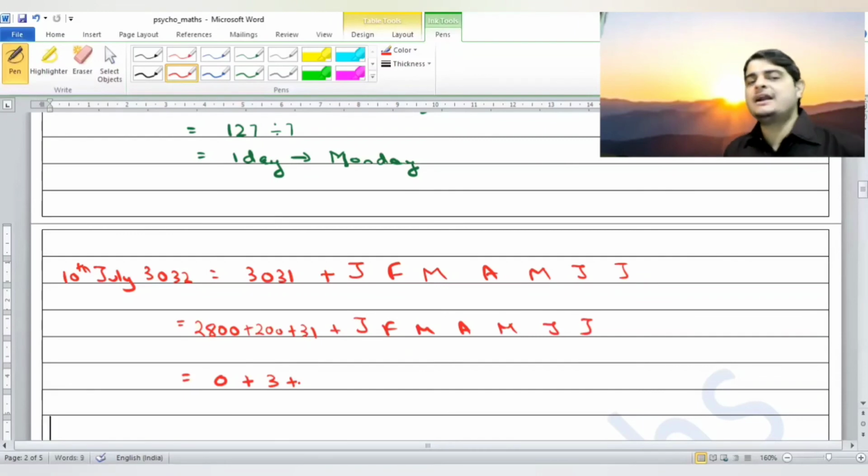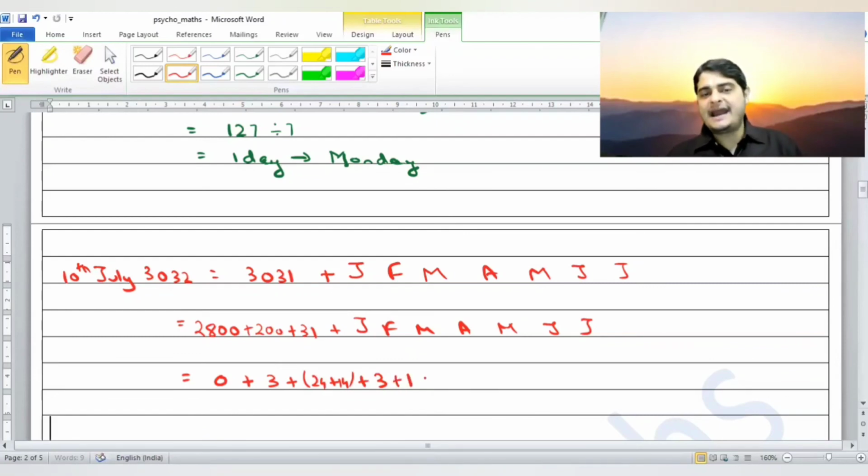Now 31 divided by 4. 7 is the quotient. So we have 7 leap years. It means double of it, 14 extra days. So there are 24 normal years, so 24 days extra for normal years. And then 3 days of Jan. Again 30, 32. Feb will be a leap year, so 1 day extra. March 3 days extra, April 2 days, May 3 days, June 2 days, and July will be 3 days.